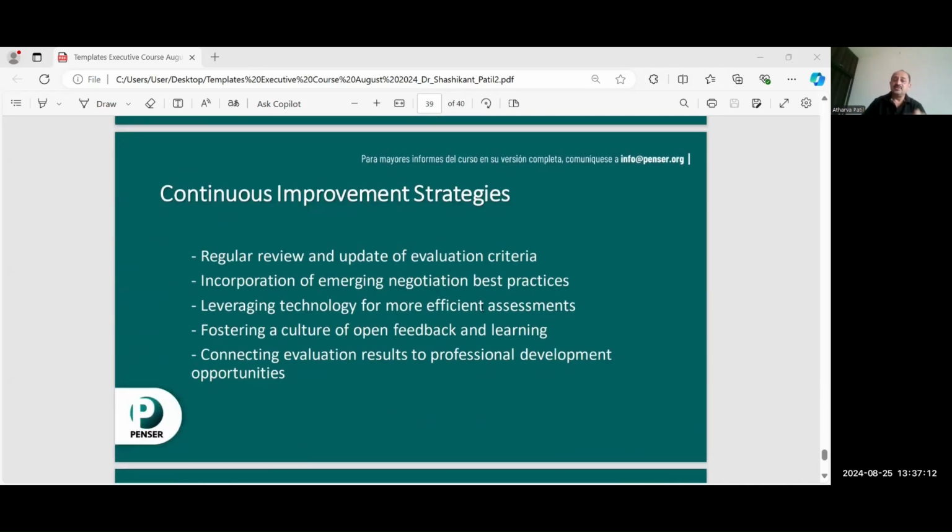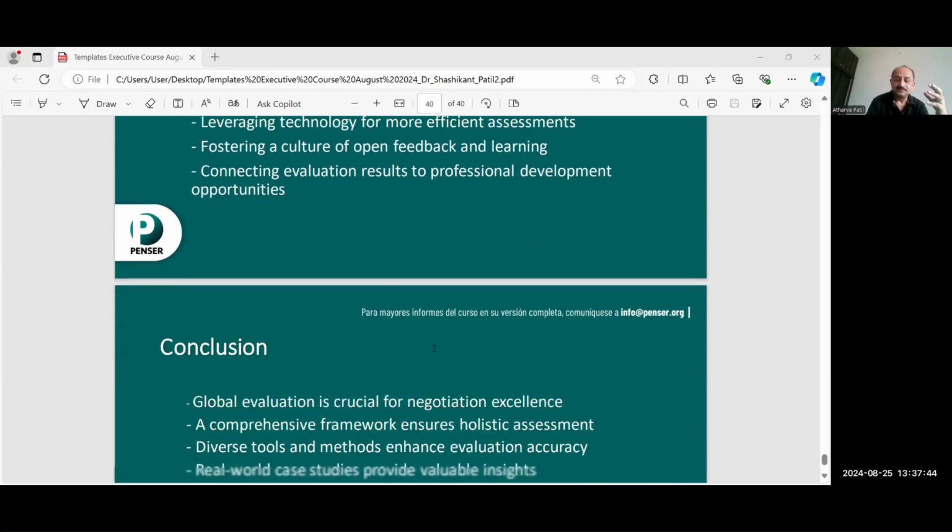Also, you have to seek continuous improvement strategies in your evaluation and assessment techniques. Regular review: you have to update the evaluation criteria, change the assessment tools, the points, the metrics, the rubric. You have to incorporate emerging negotiation best practices, for which you have to visit the literature, and foster a culture of open feedback and learning. Then you have to connect evaluation results to professional development, and organizational vision, mission, and goals.